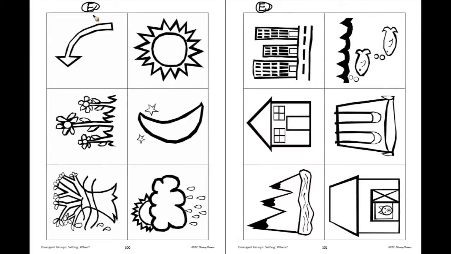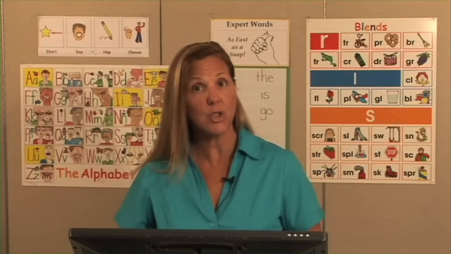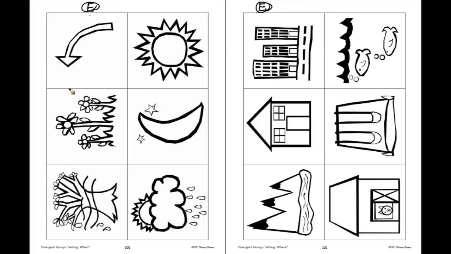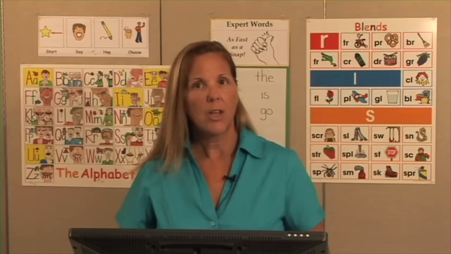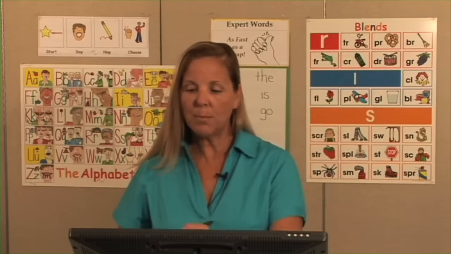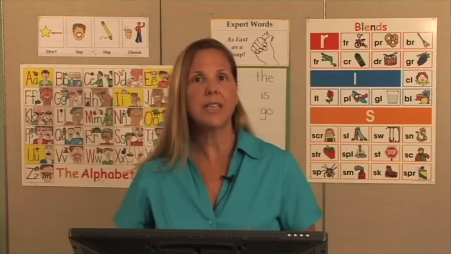Page 100 and 101 will be for the emergent level groups. These are picture cards for the setting of a story. On page 100, this is the setting that tells the time or the when is the story happening. On page 101, these are pictures of the setting to show the location where the story is happening. This way, children can just identify a setting quickly in this part of the lesson using these picture cards.